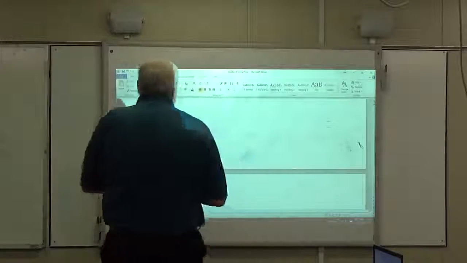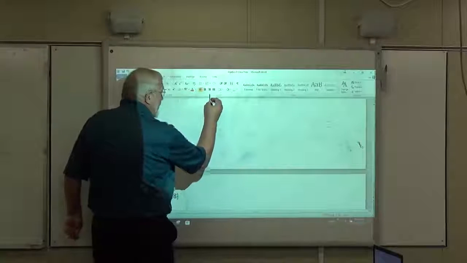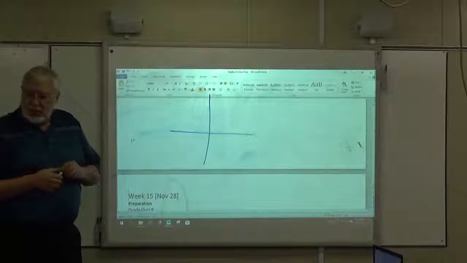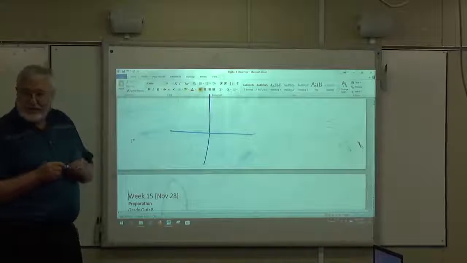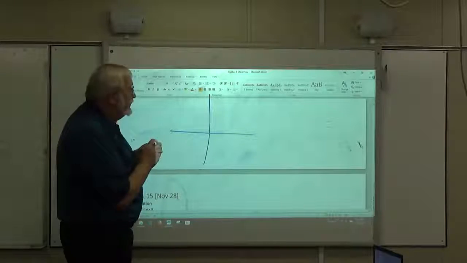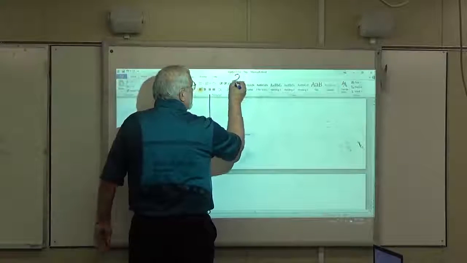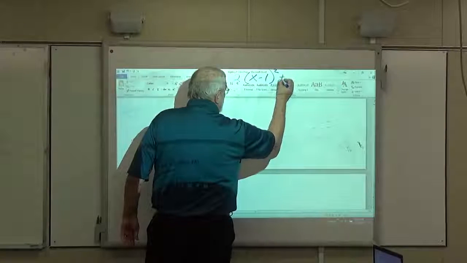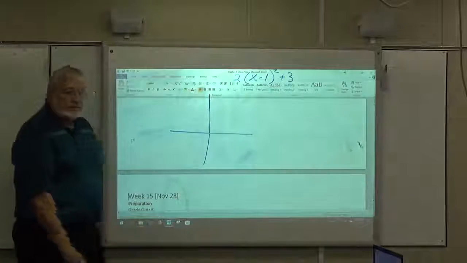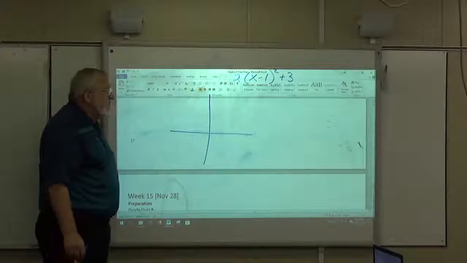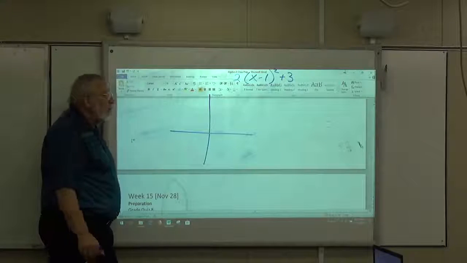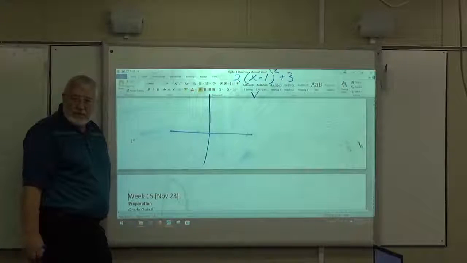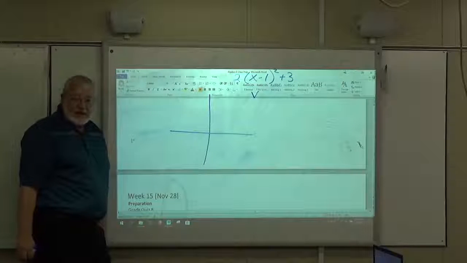Okay, here's what I'd like you to do. I want you to draw a coordinate plane, just basically like that. Okay, now, so here's my question. Where is the vertex? Where's the vertex of that equation?